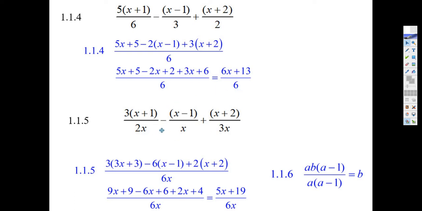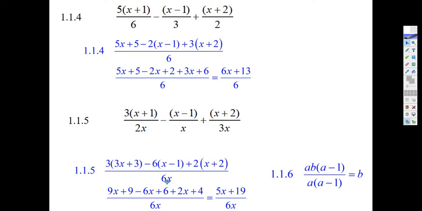Well, here's another question. Now we have the denominators of x, 2x, and x, and 3x. We have to have the same thing in the bottom. Well, the key is, again, the least common multiple of 2 and 3 is 6. There's already x there that's common to everything, so that's okay. So what do we have to do here? This is 3x, 3 times x plus 1. That's 3x plus 3.